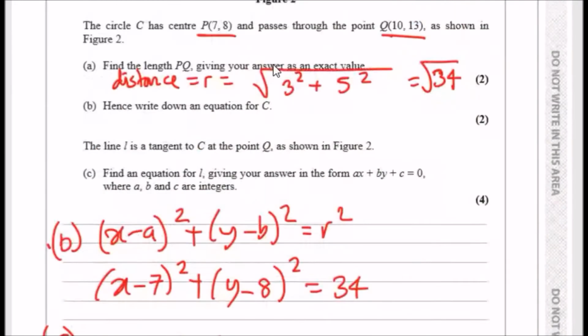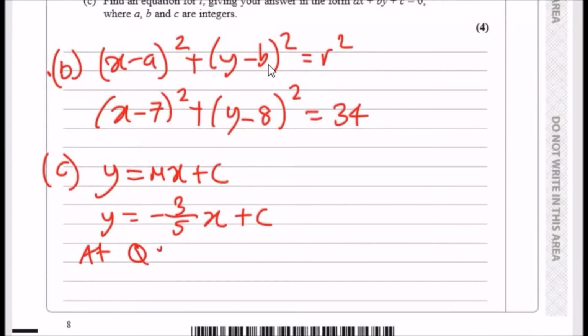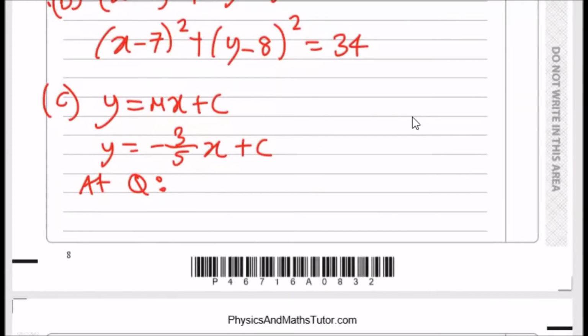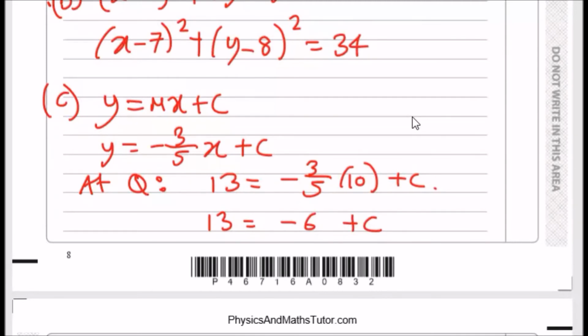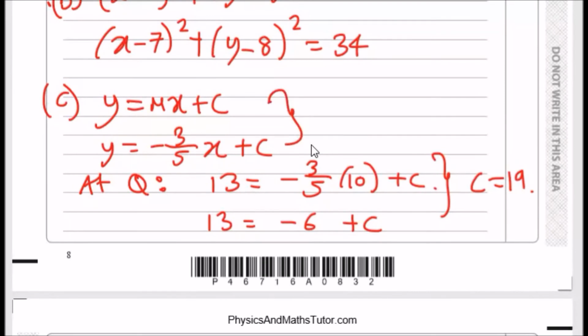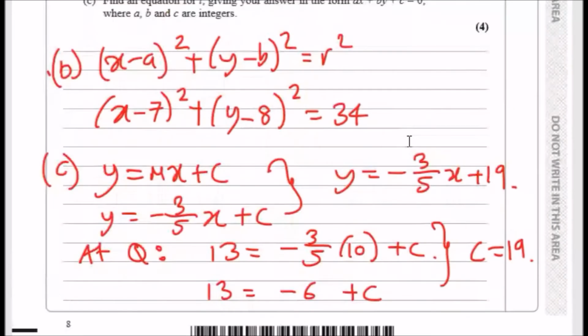So at Q we have coordinates (10, 13), so x is 10, y is 13. The equation becomes 13 equals minus 3/5 times 10 plus c. Solving this, minus 3/5 times 10 gives you minus 6, plus c. Eventually you'll realize that c becomes, adding 6, 13 plus 6, which is 19. Not bad. Now you just plug it back in, so the new equation becomes y equals minus 3/5 x plus 19. Voila.